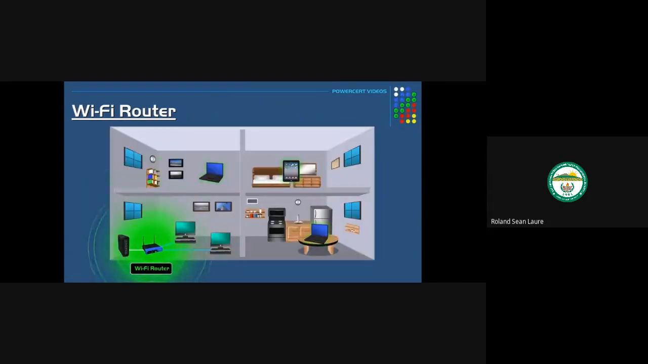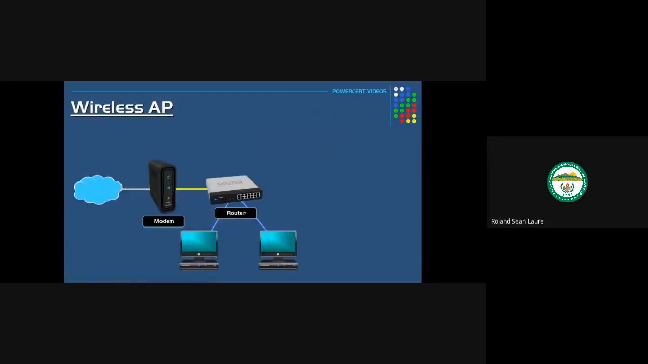So here we have a typical home where a couple of desktops are connected to the Wi-Fi router's built-in switch using cables, and we also have laptops and tablets that are connected wirelessly to the router. So now let's talk about a wireless access point. A wireless AP relays data between a wired network and wireless devices.